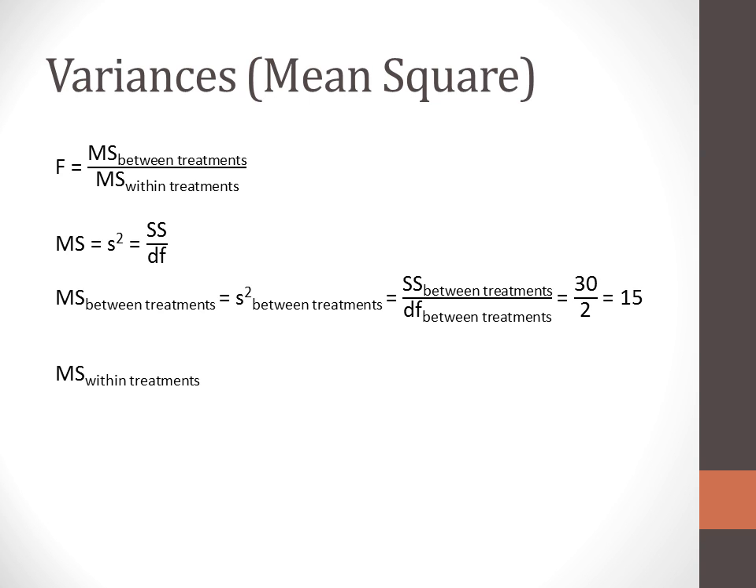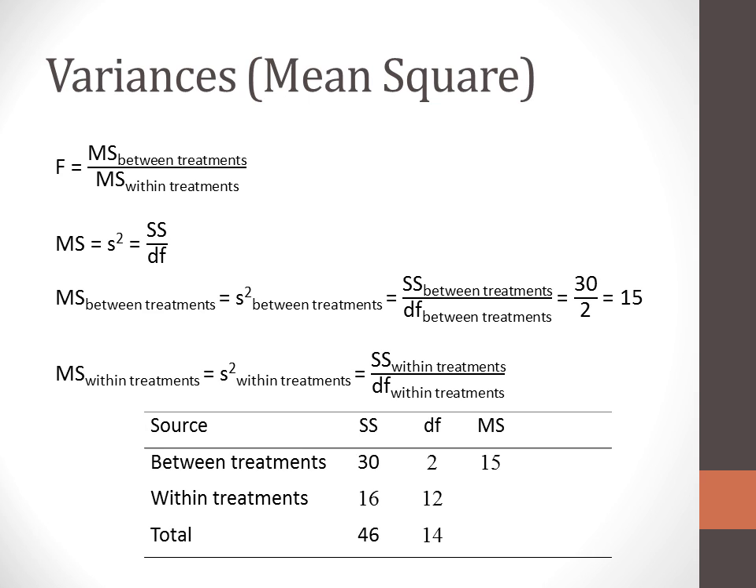Now we need to find the mean squared within treatment. And the mean squared within treatment is just another word for the variance within treatments. And the formula for that is simply the sums of squares within treatments over the degrees of freedom within treatments. And so here we have values for our sums of squares within and our degrees of freedom within. And so we simply take 16 and divide it by 12, which gives us a mean square within treatment of 1.33.